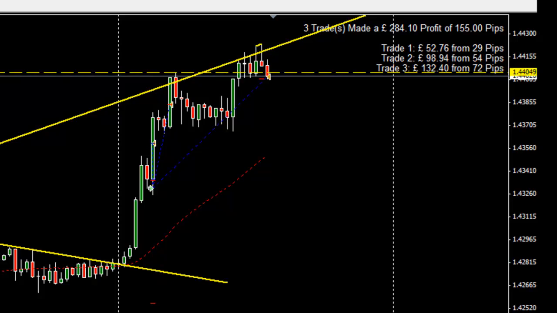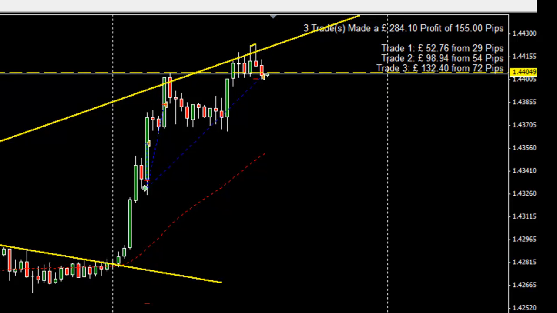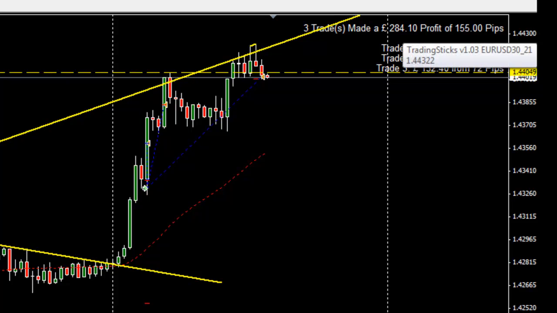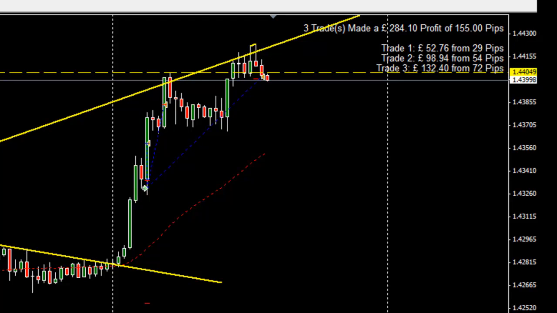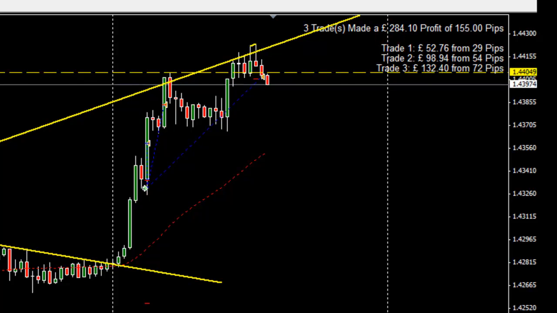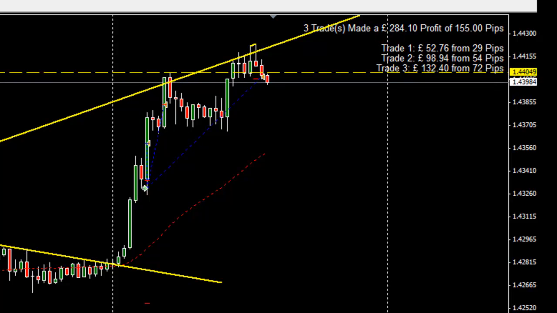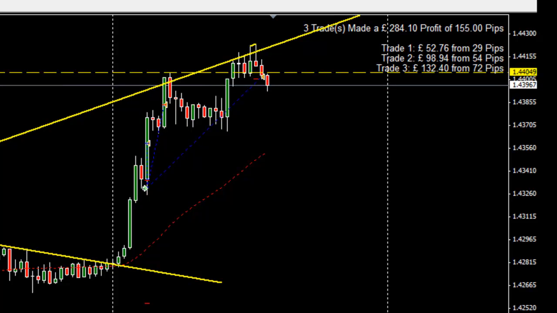Not bad. 155 pips across the 3 trades, which equates to, if you divide that by 3, almost 52 pips. Now that that's over, I start looking to draw my lines of special significance, my loss lines again, to see if there are any other trades that can be taken from this point.